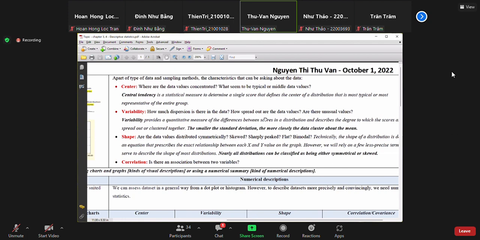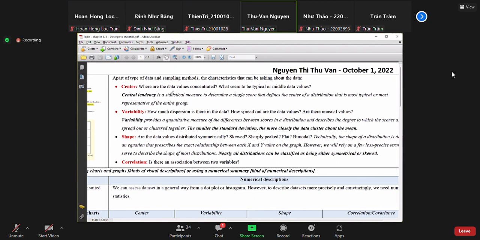So apart from types of data and sampling methods, the characteristics we can ask about the data first are the center. We want to see where the data values are concentrated, and how much dispersion there is in the data set, how spread out the data values are, and the shape of the data distribution. So, are the data values distributed symmetrically, skewed, sharply peaked, flat, bimodal, and so on. Okay.